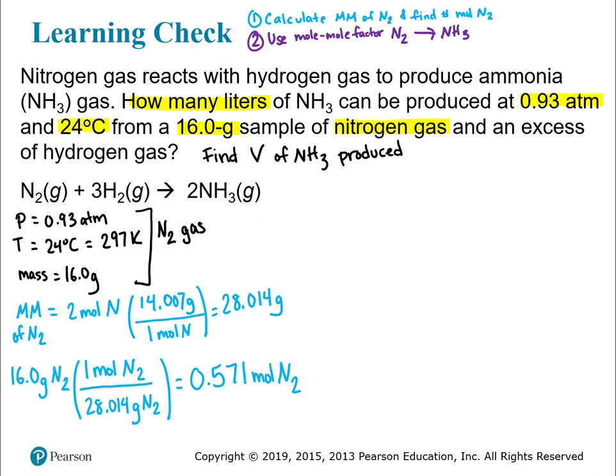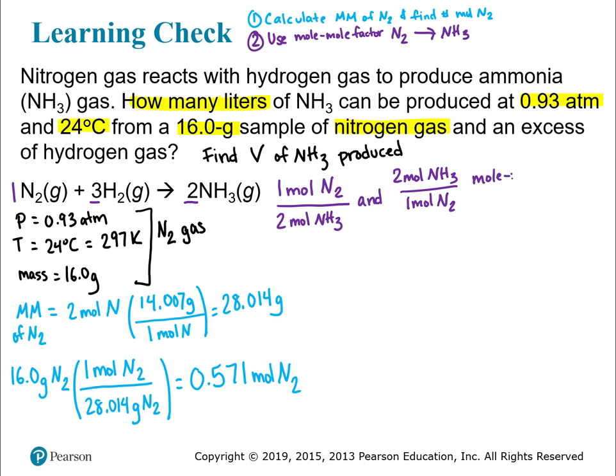As a quick refresher, when you're looking at a chemical equation, if you do not see a coefficient, which is these numbers out in front, you assume that it's 1. So there's 1 mole of nitrogen gas used to create 2 moles of ammonia. The reciprocal of that is here. These are the mole-mole factors.